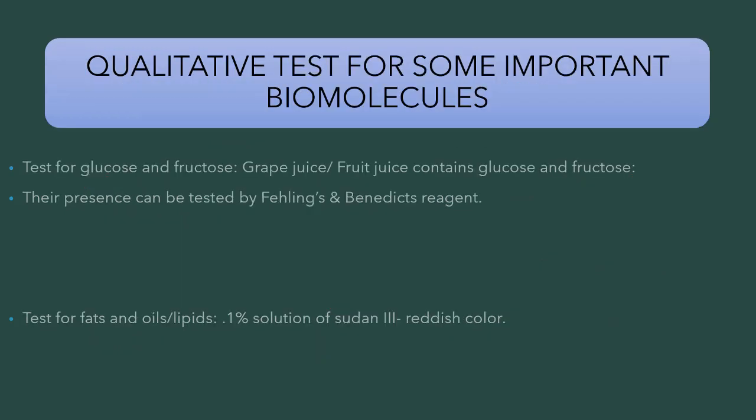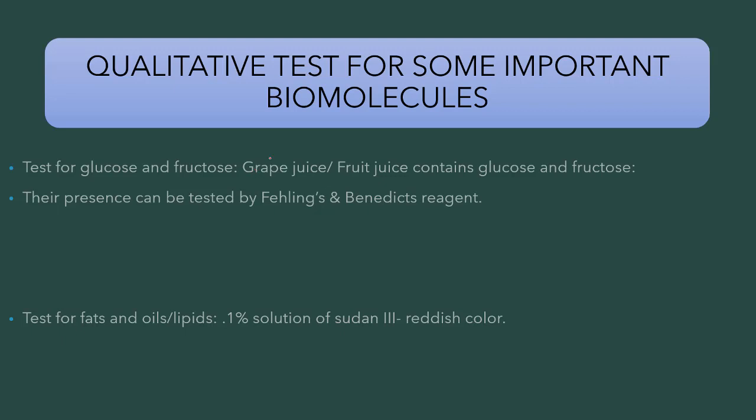What are the different qualitative tests for some important biomolecules? This is very important, as you have to study the different qualitative tests which are done to complete the diagnosis of the biomolecules present either in blood or in urine. Suppose a person is suffering from a disease like glycosuria. Glycosuria is a condition in which carbohydrates are seen in urine, so simple sugars like glucose are present in urine.